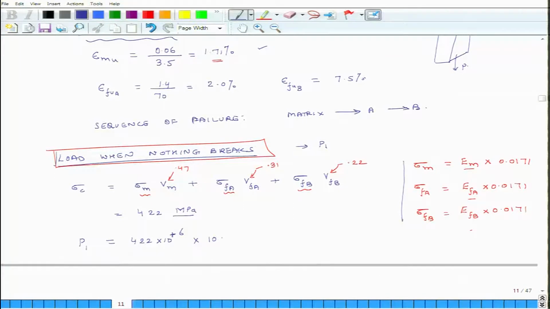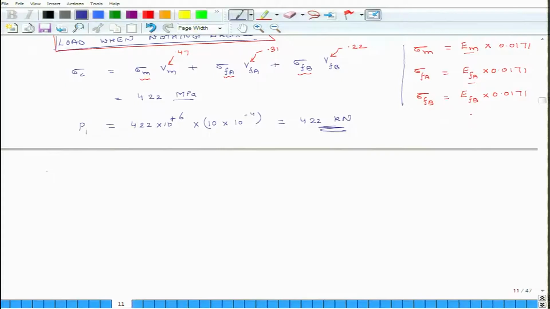So 10 centimeter square, and we have to do it in meter square. Okay. So this works out to be 422 kilonewtons. That is my stress. So if I keep on increasing the load till it reaches 422 kilonewton, nothing breaks, and if I increase it maybe 423, what will happen? Once the load exceeds P1, what will happen? The matrix is going to crack.